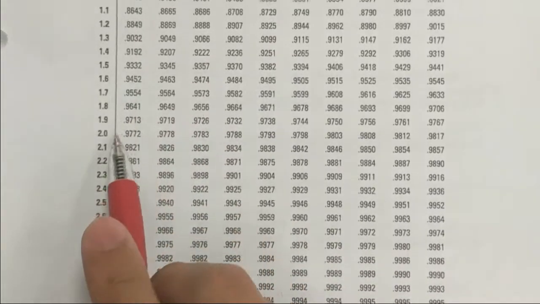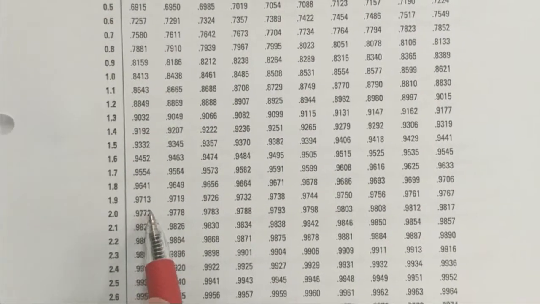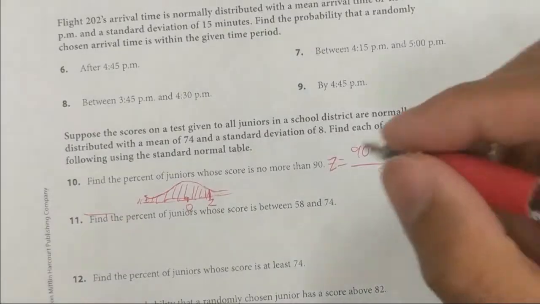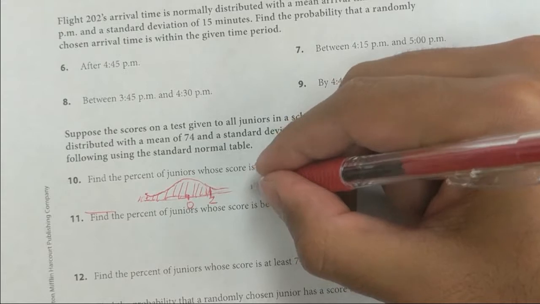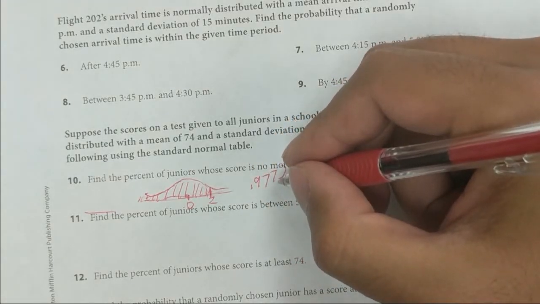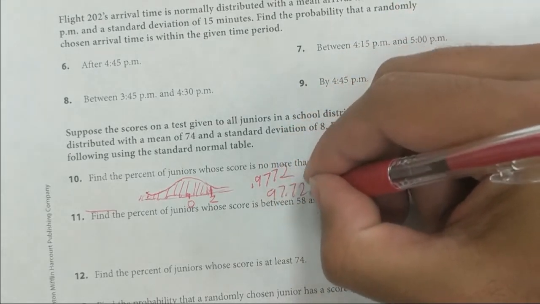So using our z-table, 2.00 would be right here. So 0.9772. And then if we just convert that to percent form, that would be 97.72%.